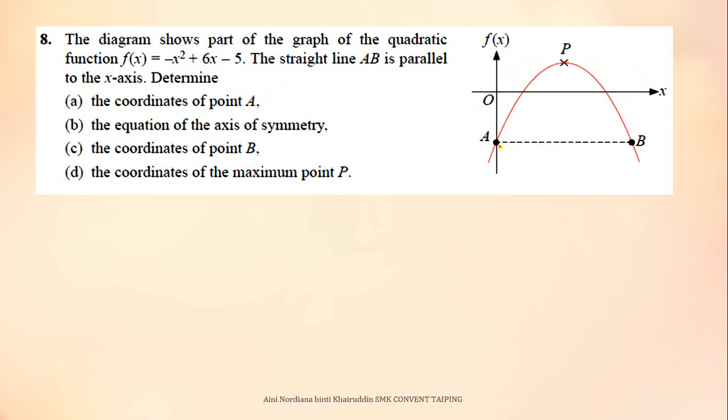So as you can see here, A is the y-intercept. So the coordinate of A is 0, negative 5. Because here given the y-intercept here. So for B, the equation of axis of symmetry.